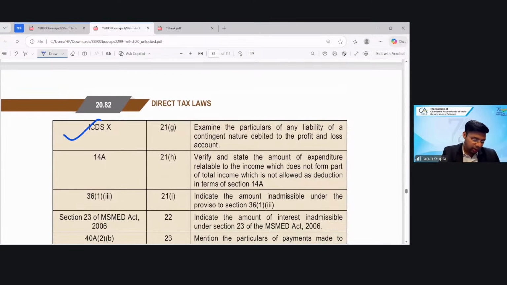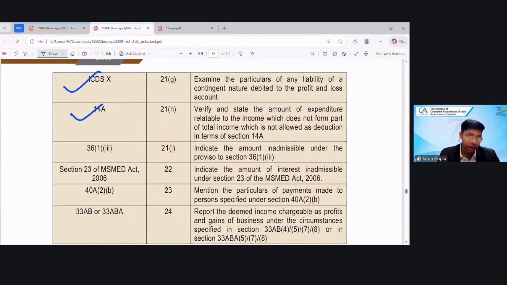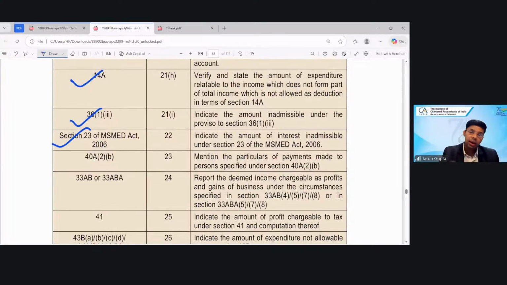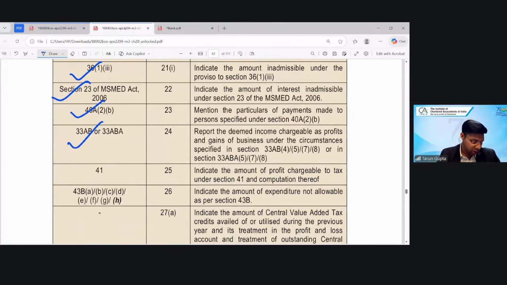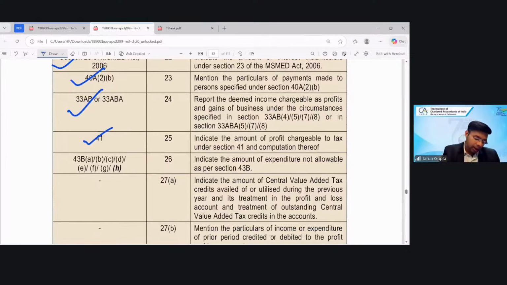ICDS 10. Then any expenditure in respect of exempt income, which is to be disallowed under section 14A, has to be stated. Then any interest which should be capitalized shall not be allowed the deduction. Then interest payable to MSME is not allowed the deduction. Any payment to a specified person, the fact and the arm's length price has to be provided. And deemed income under section 33AB or 33ABA has to be given. Any income arising because of cessation of liability under section 41 has to be provided.